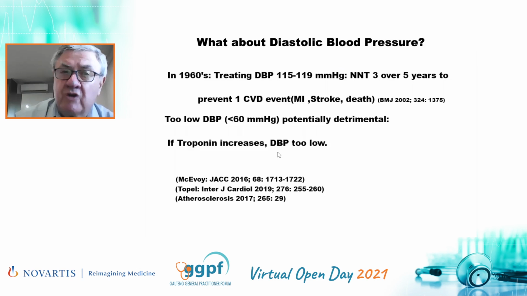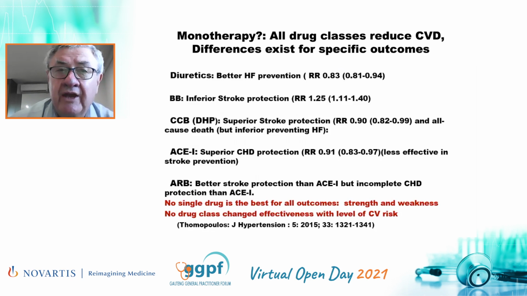So this is also, I think, of practical importance. If you're worried, you don't know, do a troponin level. If the troponin is increased, the diastolic blood pressure is too low, then you have to put a brake on the treatment. Now, what about monotherapy?